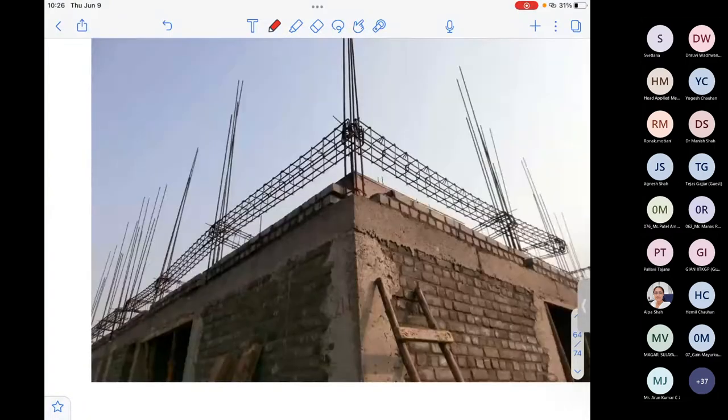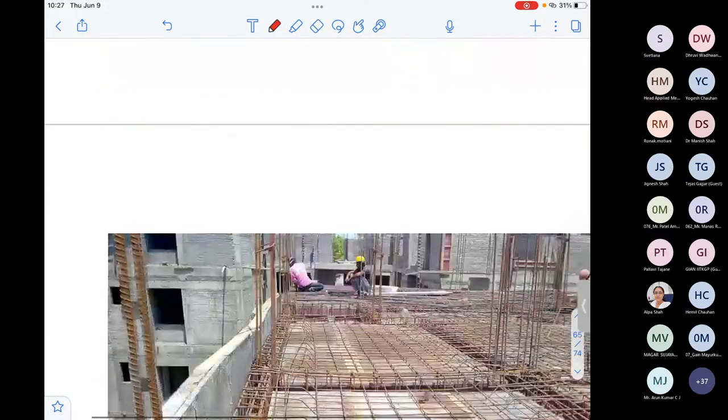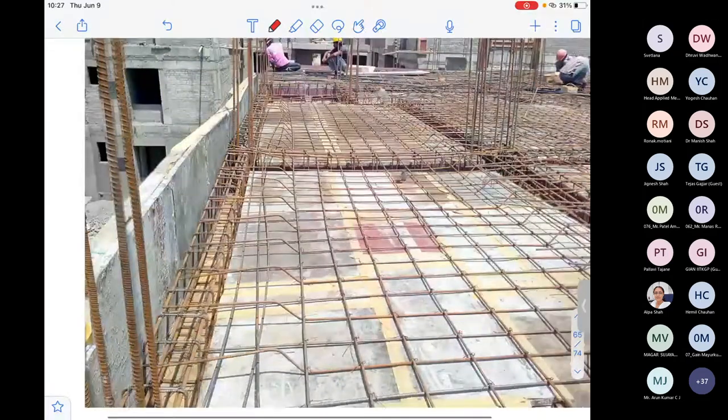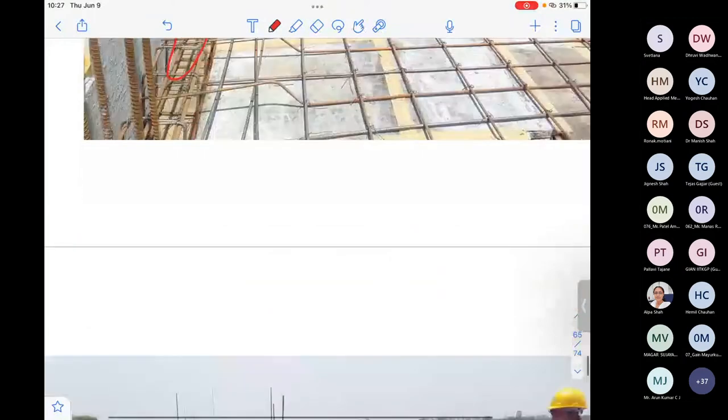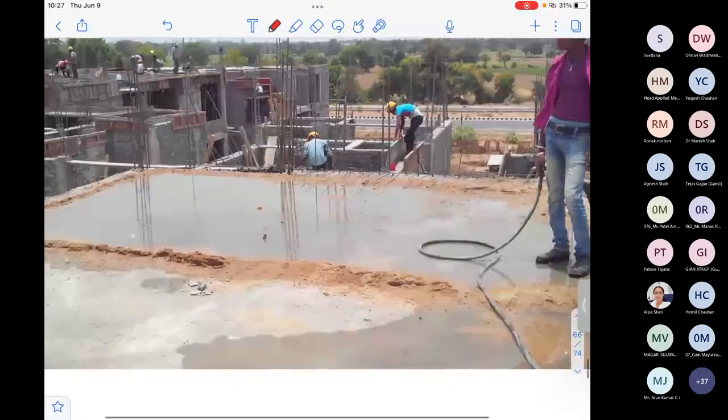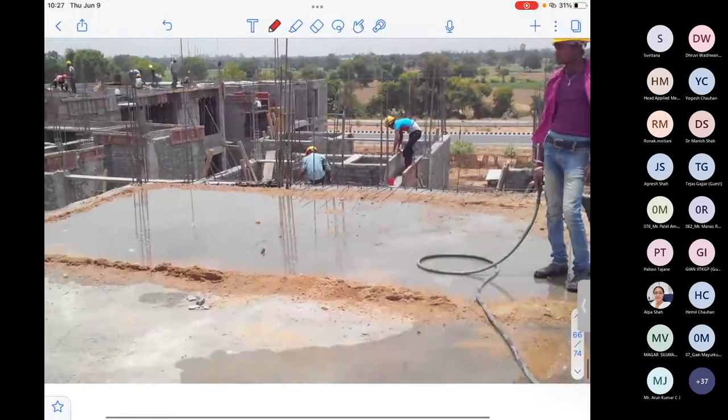So here is a good photo showing a lintel band which was constructed, and this is the tie beam at the floor level, and how they placed the reinforcement for that. And this is the construction of a floor slab. On the end, this is the tie beam, and this is the floor slab at each floor level, reinforced concrete floor, as usual in concrete construction. So this is the concrete floor at curing stage.